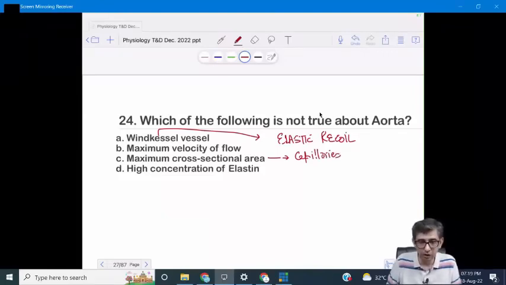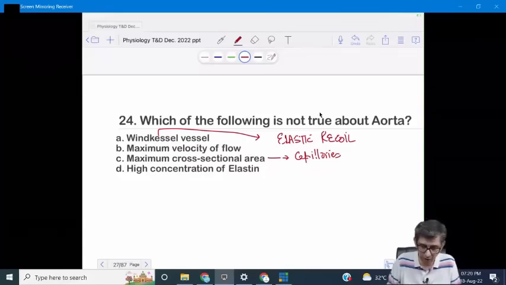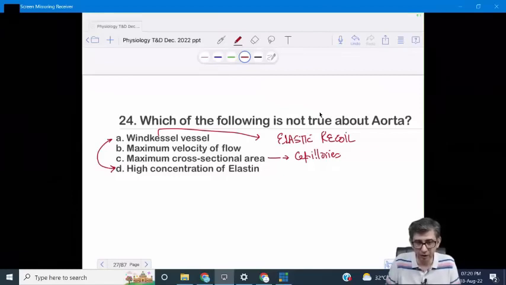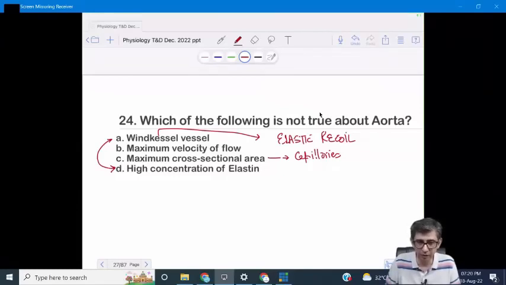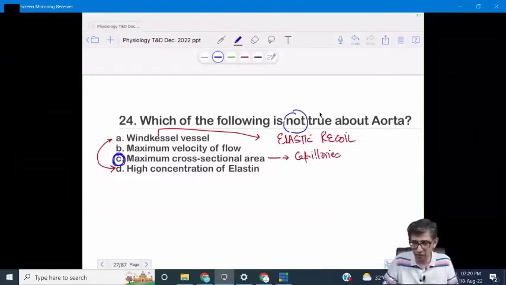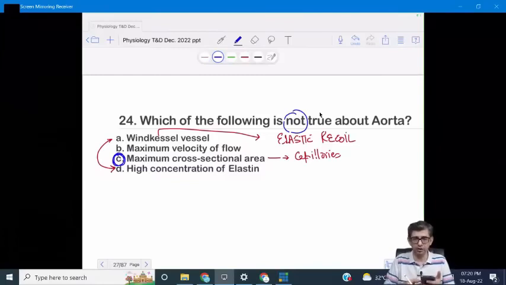For elastic recoil, there should also be elastin. So A and D are related: windkessel vessels are those which have more elastin component. So they are able to generate peripheral resistance and they are able to generate recoil. Between maximum velocity of flow and maximum cross-sectional area, the wrong statement here is maximum cross-sectional area. The question was asking which of the following is not true about the aorta. The answer is maximum cross-sectional area because that is for capillaries.